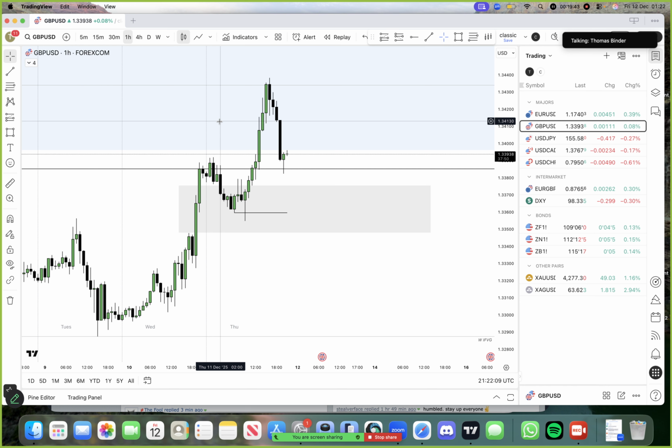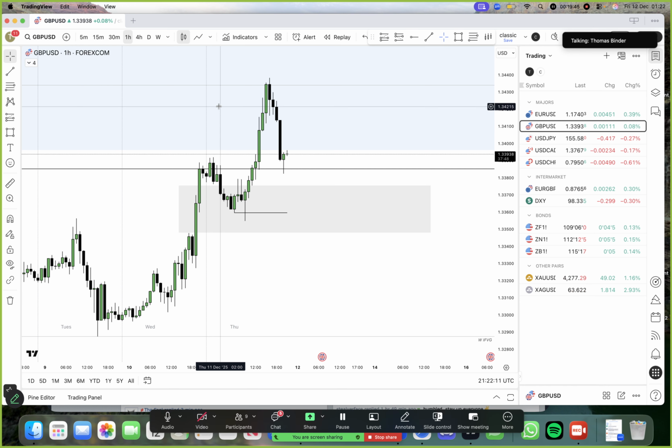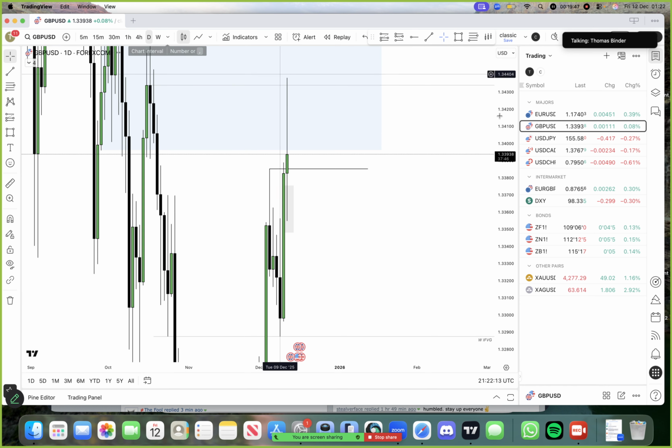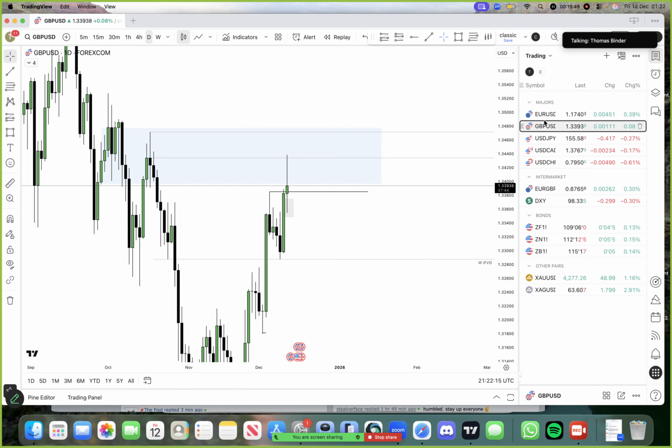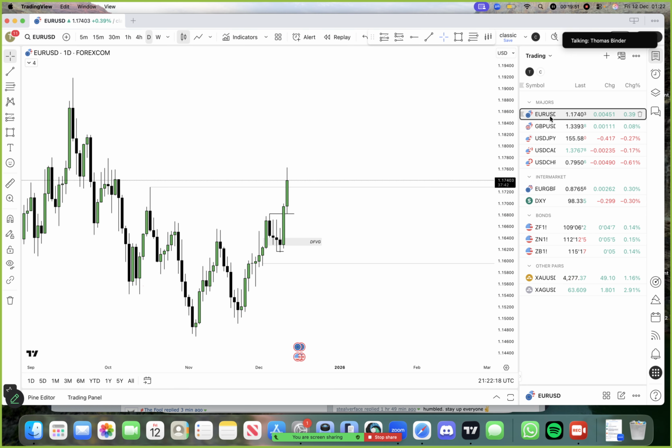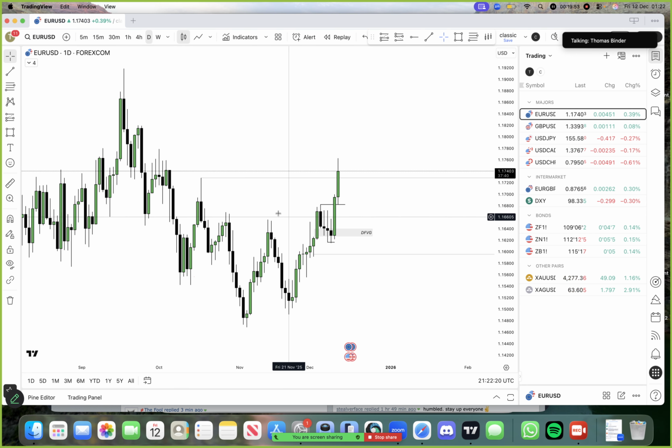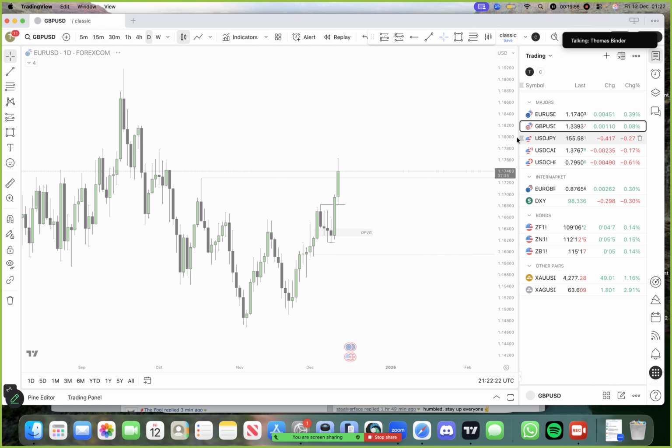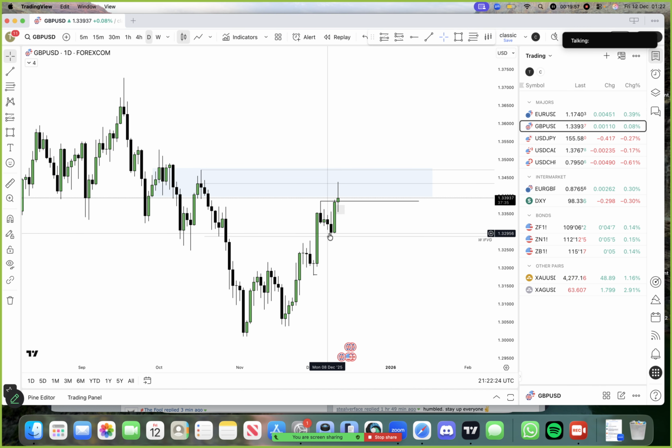Do not look for continuation trades on GU or EU. Just do not do it. I'm asking you all, do not look for continuations on EU and GU. We've taken out a weekly objective, we've had big expansion and we've come to a rejection block.